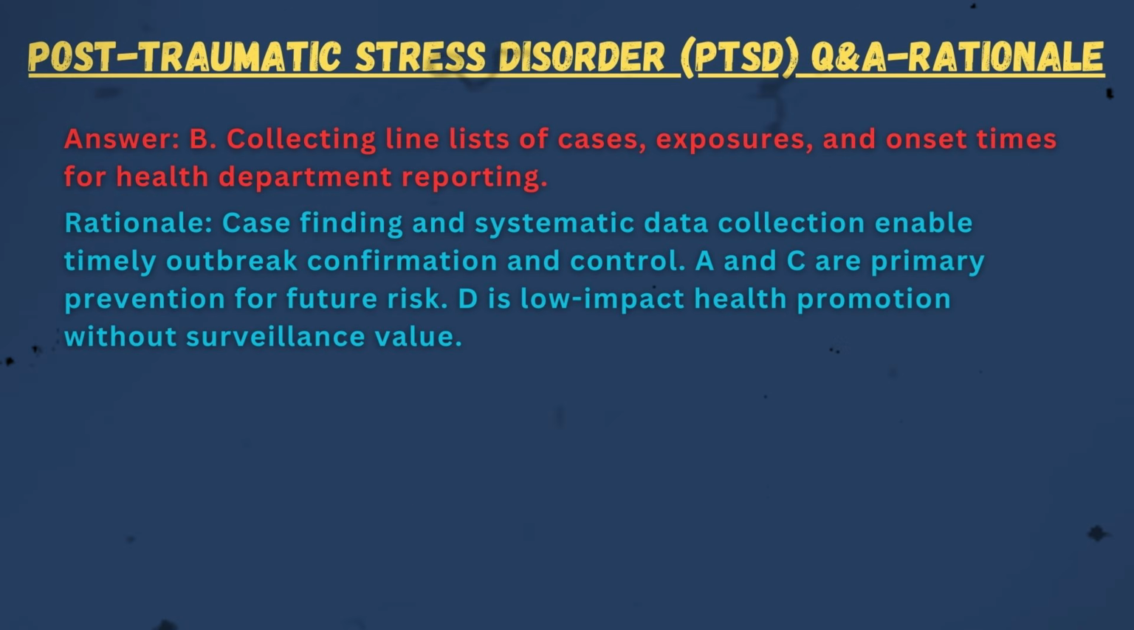Answer: B. Collecting line lists of cases, exposures, and onset times for health department reporting. Rationale: case finding and systematic data collection enable timely outbreak confirmation and control. A and C are primary prevention for future risk. D is low-impact health promotion without surveillance value.